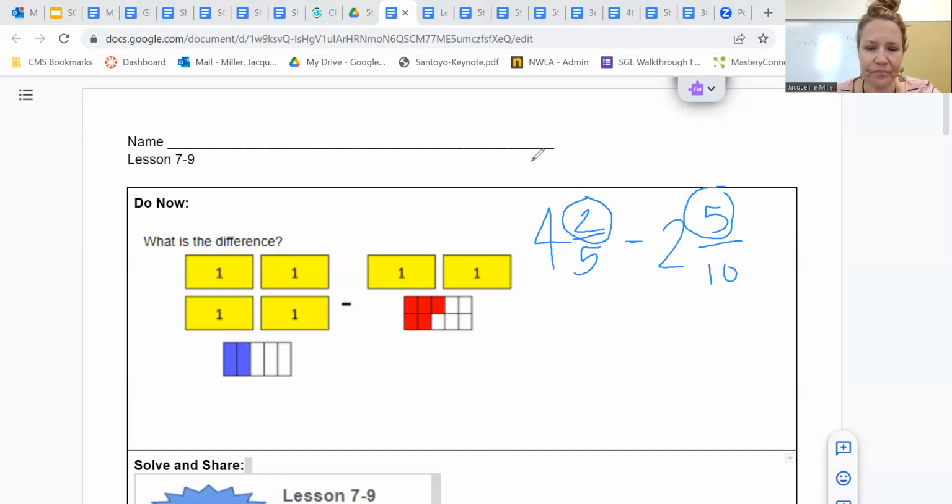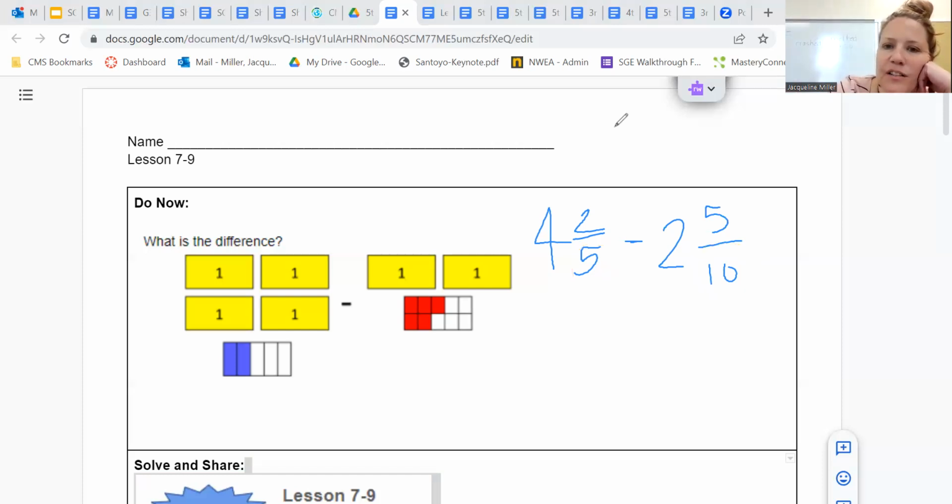So therefore, we have to find a common denominator. So we know our numerator is up top, our denominator is at the bottom. So if we look at these two numbers, the 5 and the 10, we are trying to find a common multiple for those two numbers. So we have 5 and we have 10. We know that 5 times 1 is 5, 5 times 2 is 10. So that is going to be our common denominator.